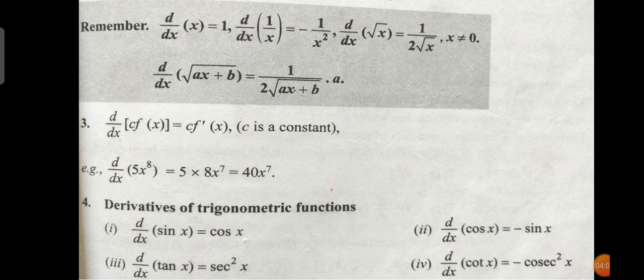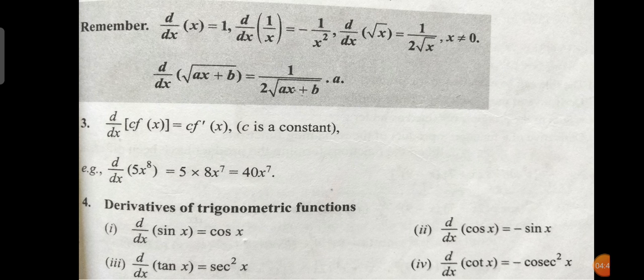And the common forms are given for you. d by dx of x is 1, d by dx of 1 by x is minus 1 by x square, d by dx of root x is 1 by 2 root x, and d by dx of root of a linear expression ax plus b is 1 by 2 root of (ax plus b) into a, the coefficient of x. And for a constant, d by dx of c into f of x is c into f dash of x.